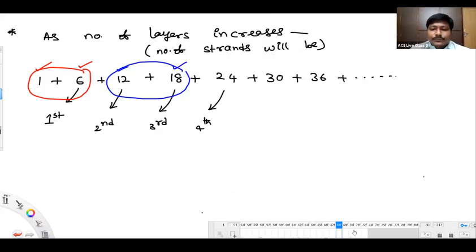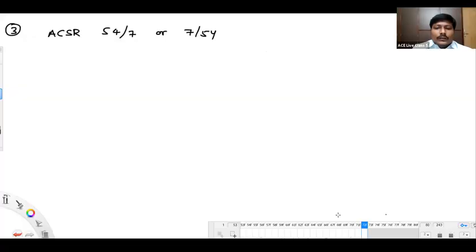So let's continue. So ACSR 54/7. ACSR, how to count layer? Just now I have explained. How many layers we have? 54/7 or 7/54. Steel, 7 we have, 7 strands, and remaining will be aluminum, 54. 54 aluminum. Steel, that 7 will be 1 plus 6, you can say.